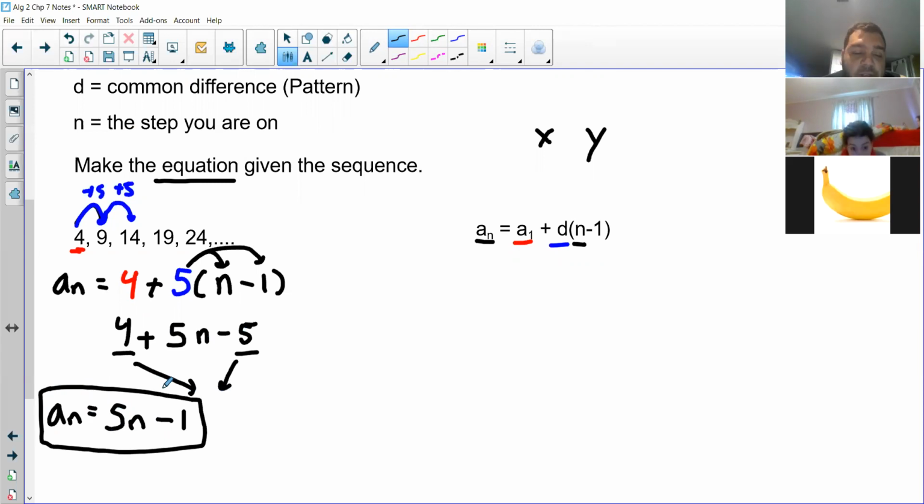Looking at that final equation, does anyone get reminded of another equation we've done? If you want to speak up and say what it is, I'd be pretty impressed. What is the equation that kind of looks like this?